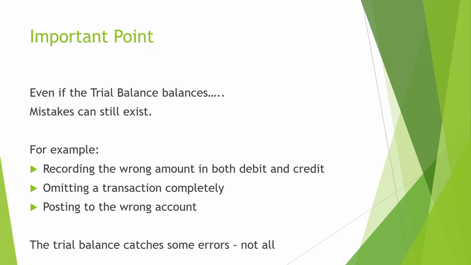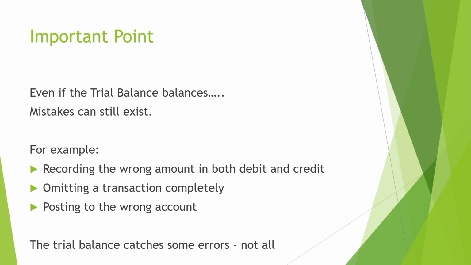Now an important point you need to note on why even if a trial balance balances, mistakes can still exist is that, for example, recording the wrong amount in both debit and credit side. If you take a wrong amount and record it on both debit and credit side, your trial balance will balance, but then a mistake is still there. When you omit a transaction completely, you don't even record it at all on the debit or credit side, your trial balance will balance, but that doesn't mean it is accurate. And then when you post to a wrong account, your trial balance will balance, but then it is not correct.